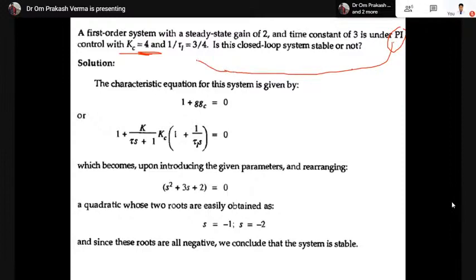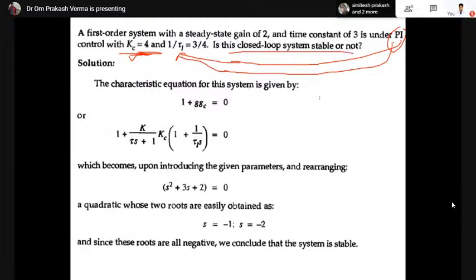There's no problem in this one. You can understand this. If you're not able to understand, I will discuss in some moment. So this is the Kc. Kc is the proportional constant, and the integral term will give the integral time, that is 1 upon tau I. This is the parameter of the PI controller. So the parameters of the PI controller are given: Kc is equal to 4 and 1 upon tau I is equal to 3 by 4. So we have to determine whether this closed loop system is stable or not.